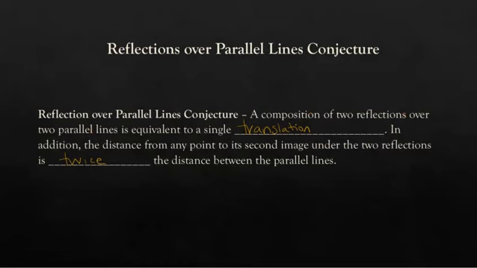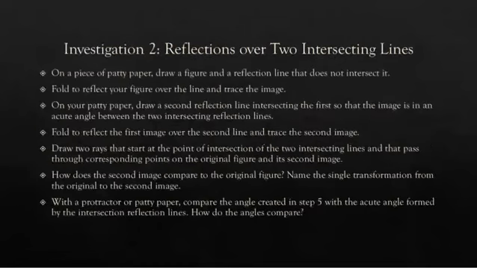Let's look at another investigation. This time we're going to draw a figure and a line of reflection. We're going to fold over and trace the image. Then we're going to draw a second reflection line, but this time it won't be parallel. We want it to intersect the first one so that the image is in the acute angle between the two intersecting reflection lines. So if we have an image here and a reflection line, and we draw our second image, then our next line we want to intersect this first line, and we want this image to be in the acute angle. So maybe something like this.